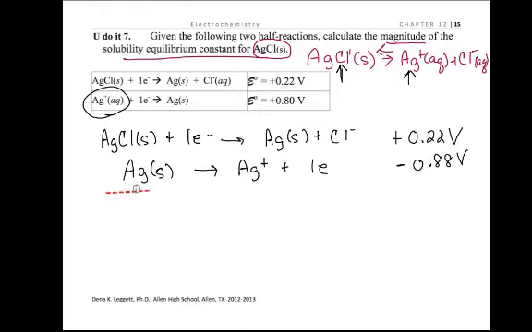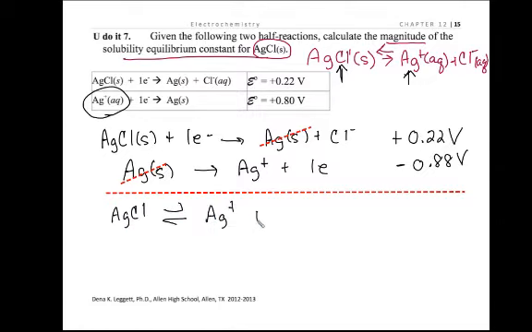Now, if I added these up and crossed off terms that are reactants and products, the only one that would cancel is that silver solid. I would indeed get AgCl going to, in equilibrium, Ag plus and Cl minus, right? Electrons cancel too. And my E naught for this cell would be equal to minus 0.80 plus 0.22, this is 80, not 88. That's why. There we go. Minus 0.58 volts. Now that negative indicates we have a thermodynamic barrier to making lots of product.